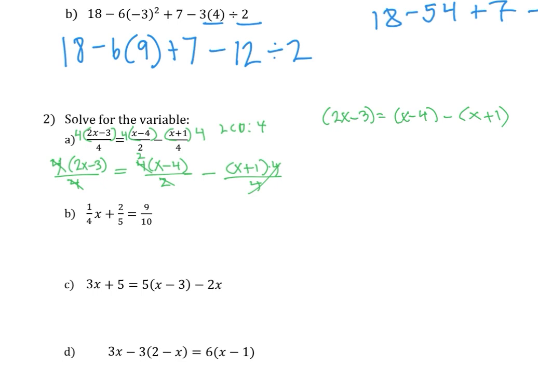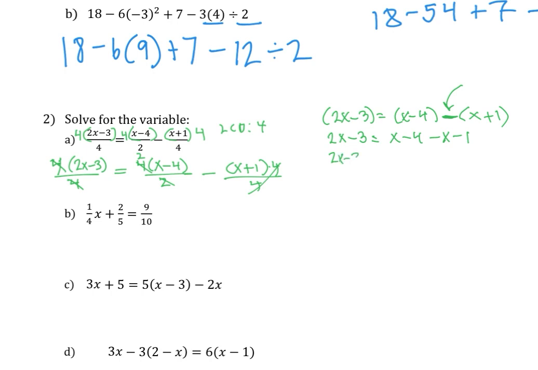Now, I put parentheses around these for a very important reason. If I go on the left side, I don't really need them. On this right side, I must distribute this minus sign right here through. So a negative times an x is a negative x, and a negative times positive 1 is a minus 1. So then after you get the distributing through, then we're just going to solve.